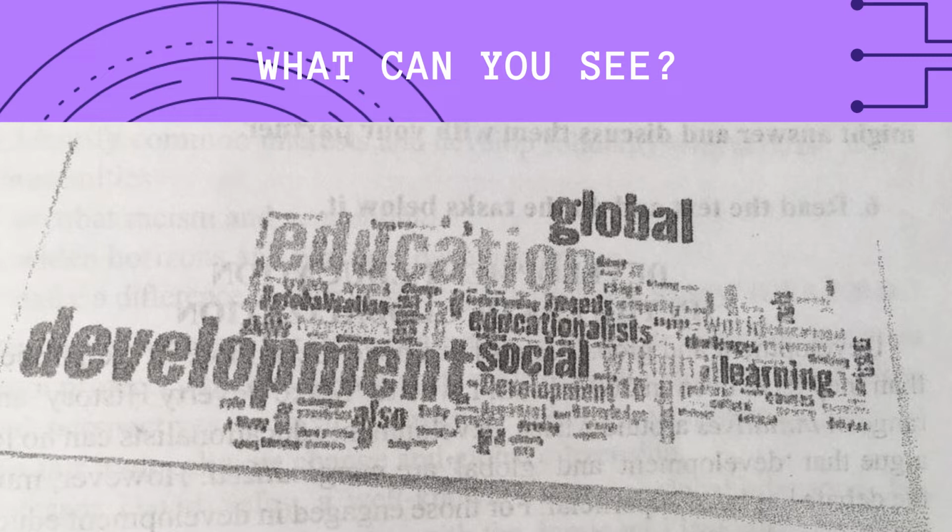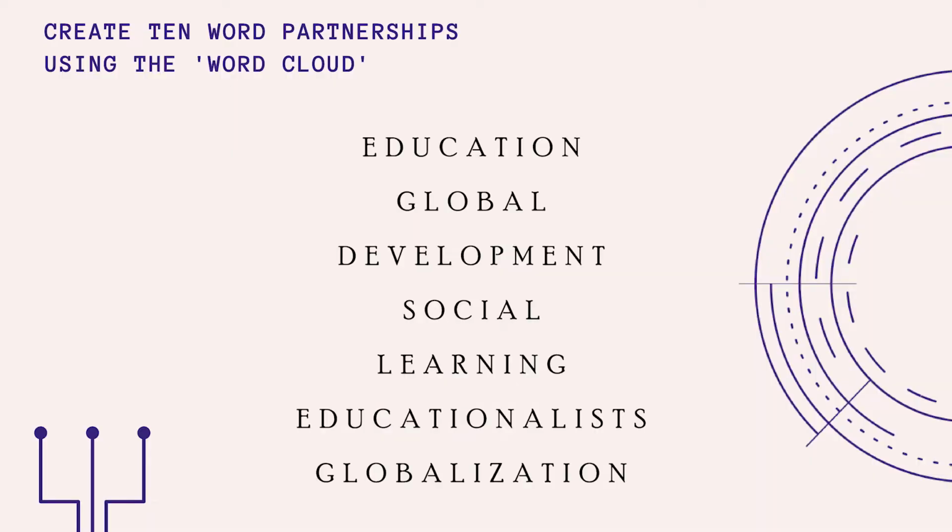Look at the word cloud on the board and try to create word combinations such as social learning, dominant ideas, and etc. So the answers could be like educational development, social education, global education, educational learning, global development, social development, learning development, and social learning, and etc.